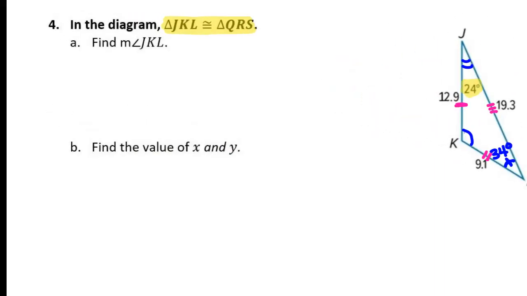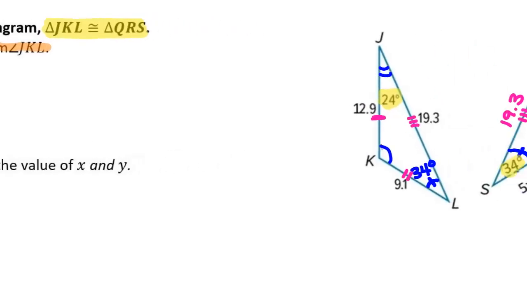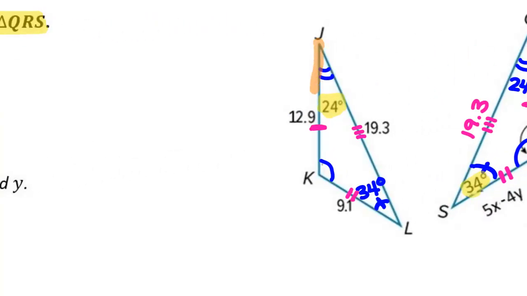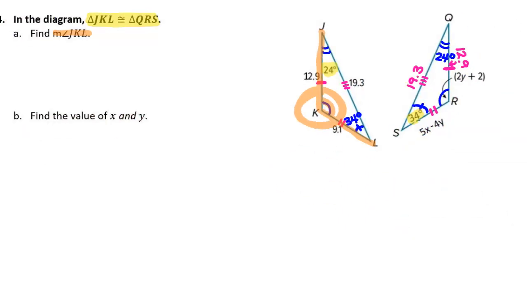Part A here says find the measure of angle JKL. Well, here's J, down to K, over to L. So this angle right here, this is what we've been asked to find. What does that correspond to on the other triangle? Yep, angle QRS. Do we know how big that angle is? No, it just says 2y plus 2. That's not going to help me find it, is it?